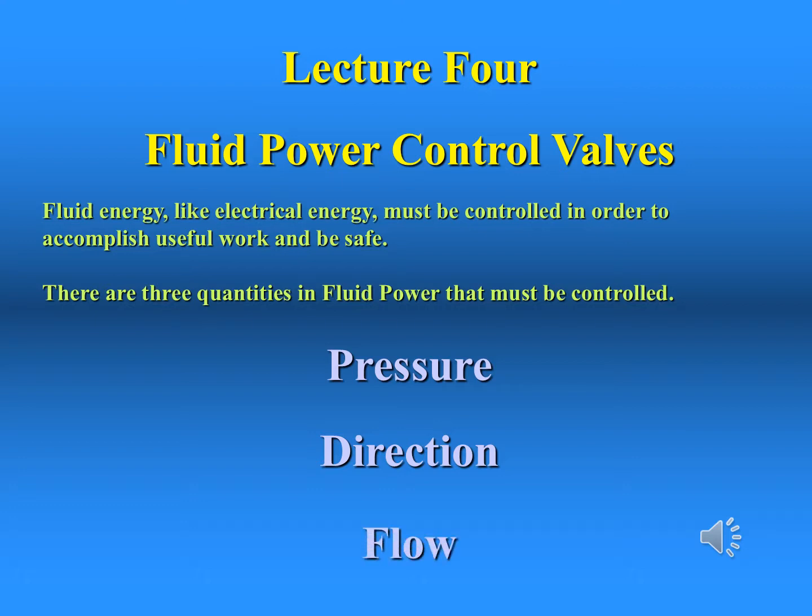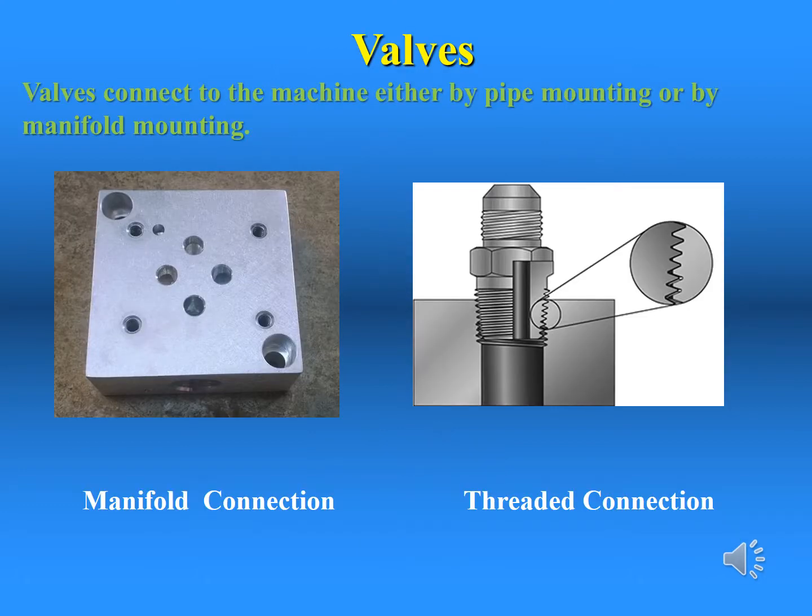In this presentation, we'll briefly discuss how fluids under pressure are controlled. Fluids under pressure are dangerous and must be controlled in order to work safely and accomplish useful work. Pressure, direction, and flow are quantities that must be controlled, and valves are used to do this. Valves may be connected to machinery in one of two ways.